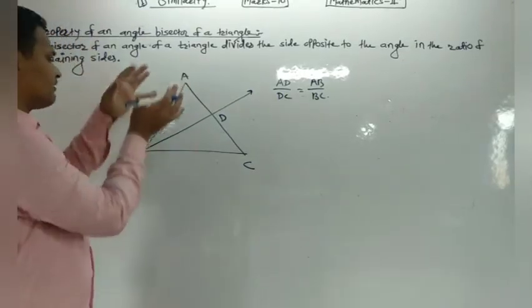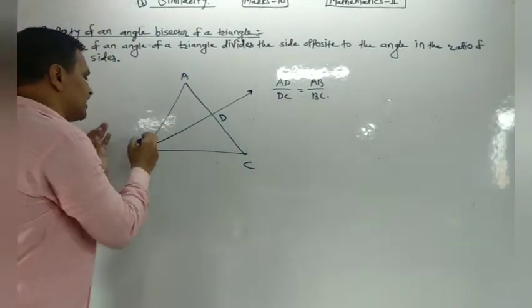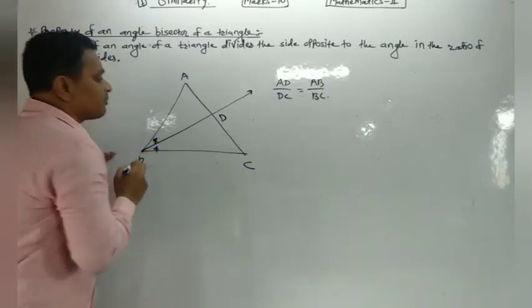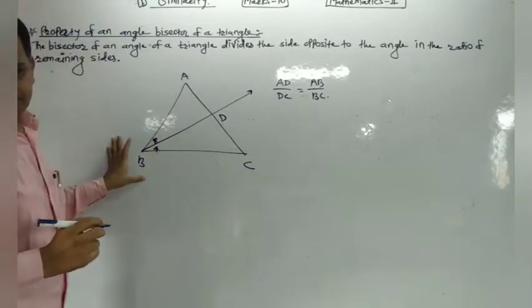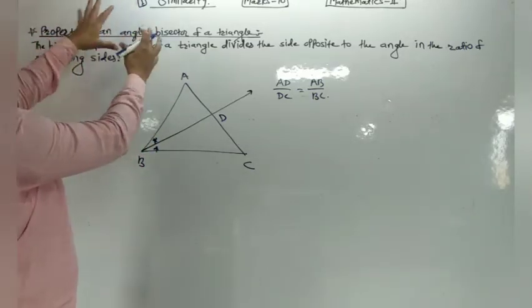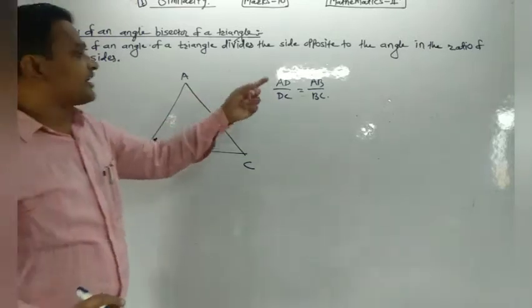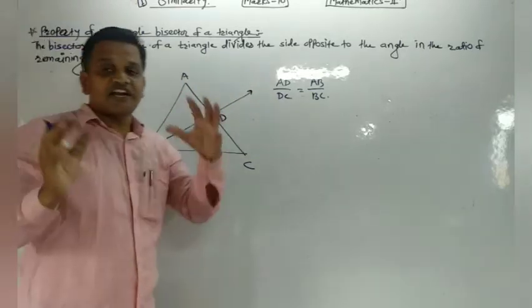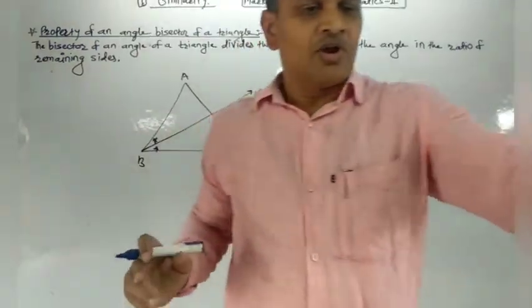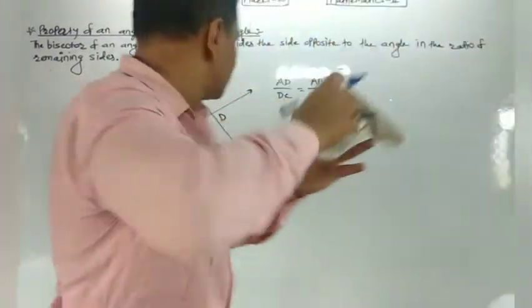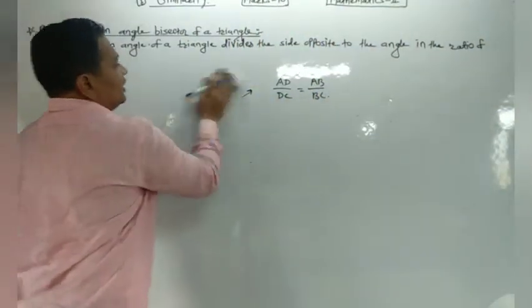Here in the given, in triangle ABC, ray BD is the bisector of angle ABC. Then by the property of angle bisector of a triangle, we say that AD by DC is equal to AB by BC. That is what we want to prove here. Right? Now I am going to draw the figure according to this information.